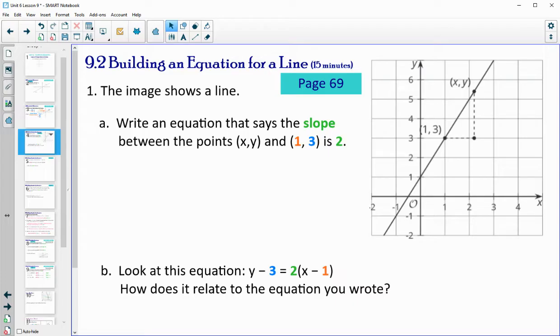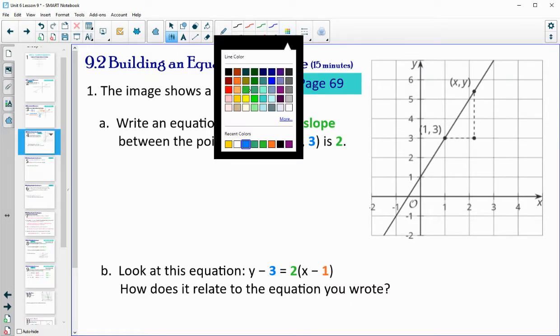Then if we flip the page and go to activity 9.2, we have this image of a line shown here, and they're telling us that the slope of the line is 2. So we know that the rise over run here is 2. And we also see these 2 points labeled. So let's write an equation that would connect those two. Go ahead and try to connect those two with an equation, knowing that the rise over the run is equal to 2, and then come back to the video after you've tried.